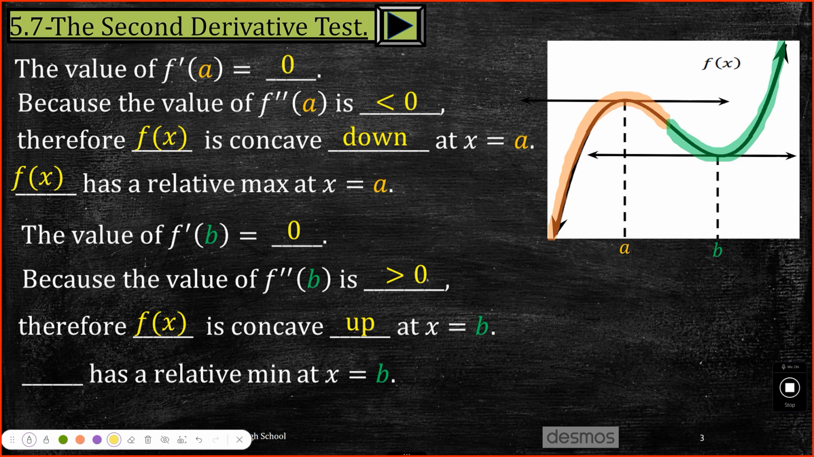The second derivative test has two parts. First, you have to say that the value of f prime of b is equal to 0. Then you can say that also because the value of f double prime is greater than 0, it has a relative min or max. In this one, it was min. Same thing with the top one. You have to say that the value of f prime at a is 0, and also because the value of f double prime is less than 0, f of x has a relative max at x equal to a. Okay.